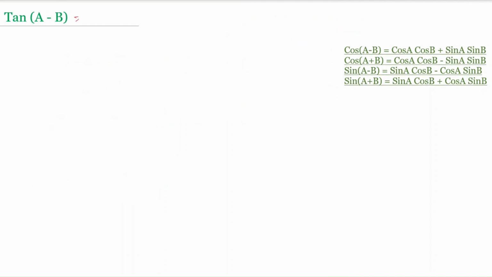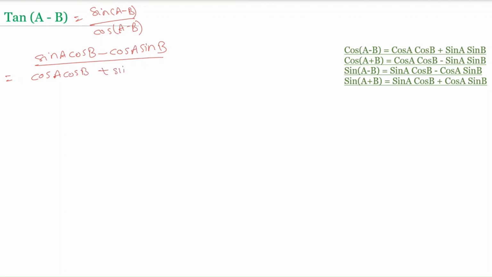So we know that this is nothing but sin A minus B upon cos A minus B. Just substitute the values here. It will be sin A cos B minus cos A sin B upon cos A cos B plus sin A sin B. We have the formulas attached here. This is cos A minus B and this is sin A minus B. We are just writing those values. Now again we are going to divide both numerator and denominator by cos A cos B, so each term will get divided by cos A cos B.